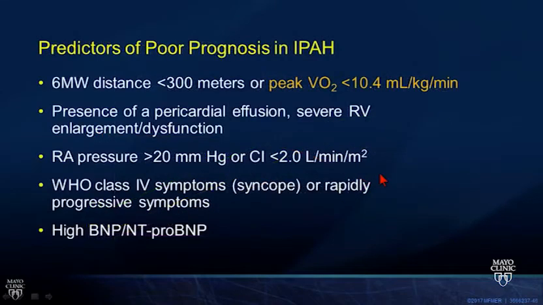So you really want to look at right atrial pressure as the number which helps you define how severe the patient actually is. Predictors of poor prognosis include a diminished 6-minute walk distance, the presence of a pericardial effusion, RA pressure greater than 20 or cardiac index less than 2, class 4 symptoms, syncope or rapidly progressive symptoms, and high BNP or NT-proBNP as a manifestation of RV failure and volume overload.